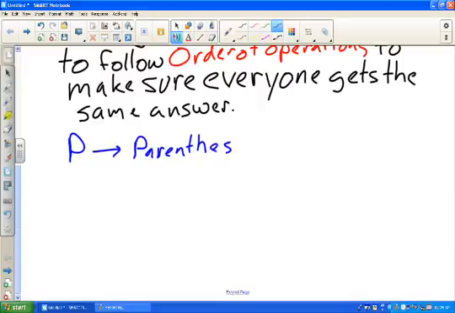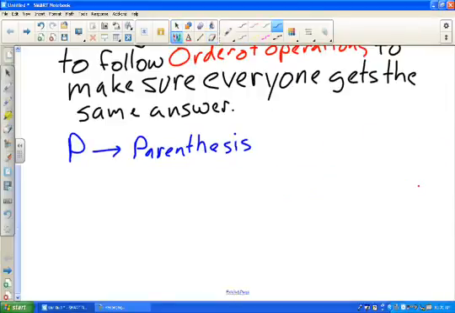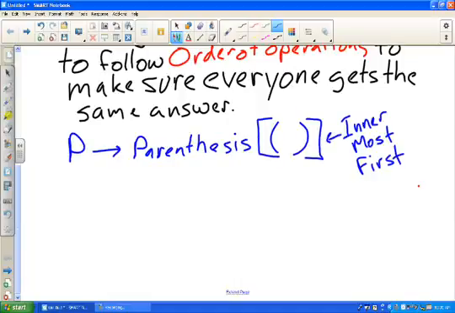P stands for parentheses. I can't remember how to spell parentheses. It'd be nice if we had spell check for the smartboard, but I think I'm going to tack on an IS at the end.